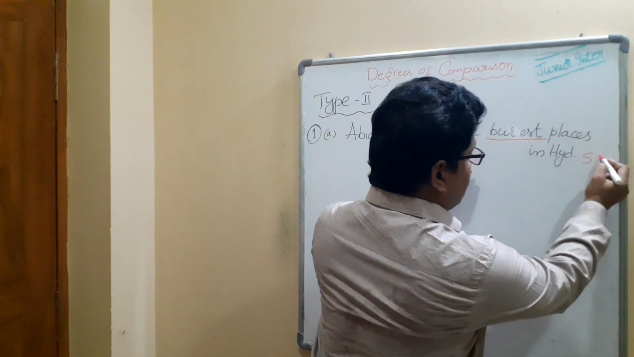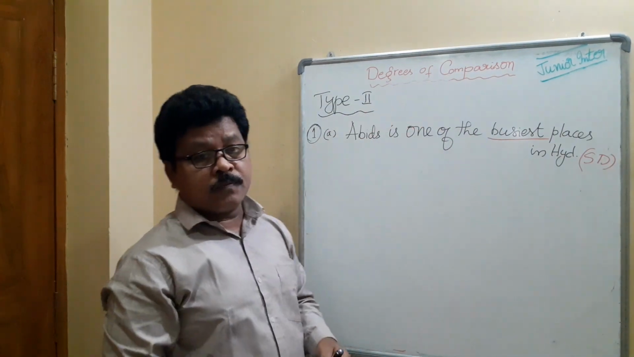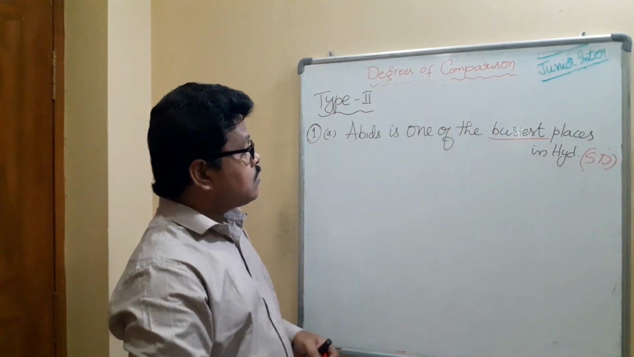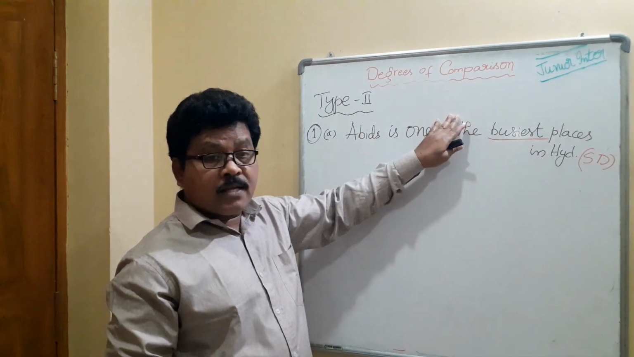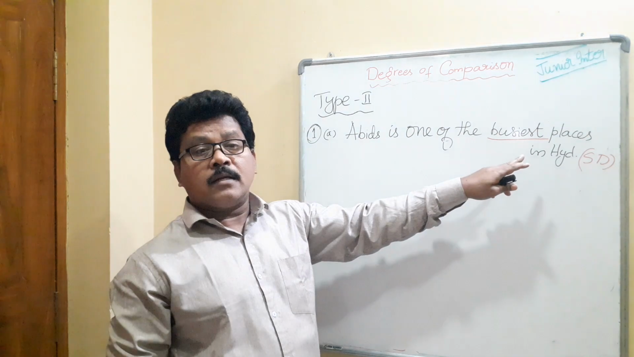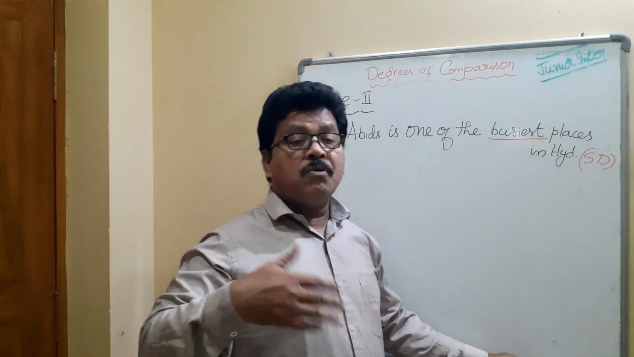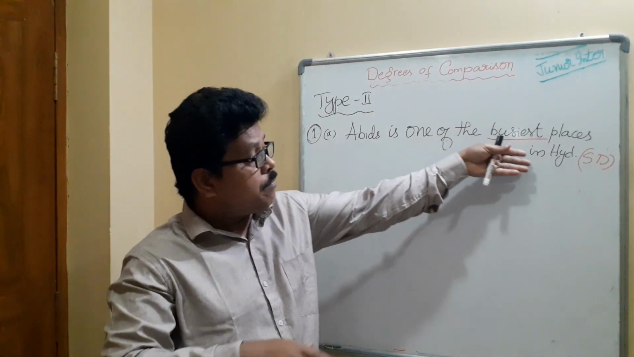So SD. Then what is the difference between type 1 and type 2? Earlier we discussed type 1. In type 1 only the is there, but here one of the is there. That is the difference. This is called plural comparison. The first one is singular comparison.